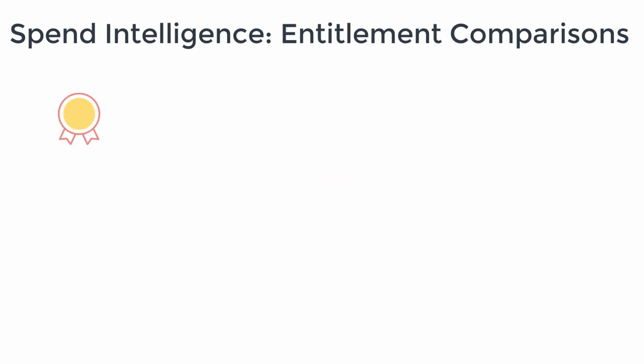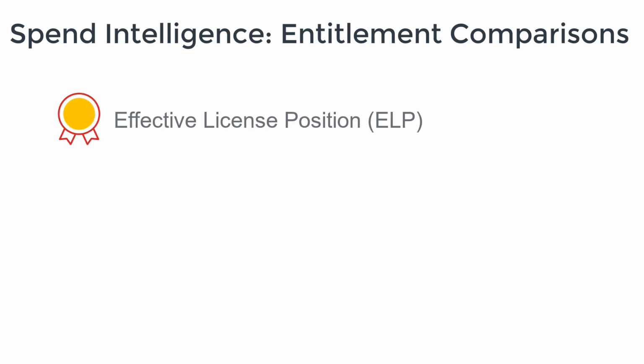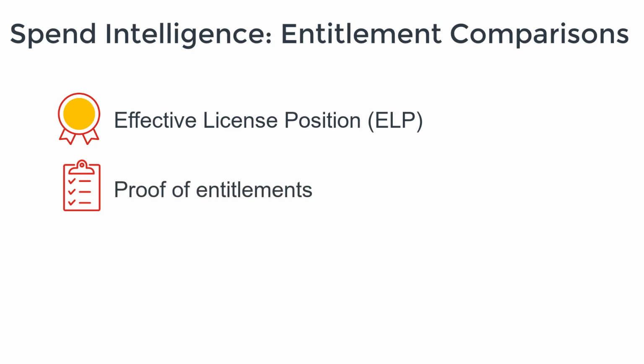The gold standard for entitlement comparisons is the effective license position, or ELP. An ELP states and proves your absolute license position. This is the software I am using, this is how I'm using it, these are the contracts and licenses I have, and this is how they provide the required entitlement. If ever you are formally audited, this is the detail you will need to provide.